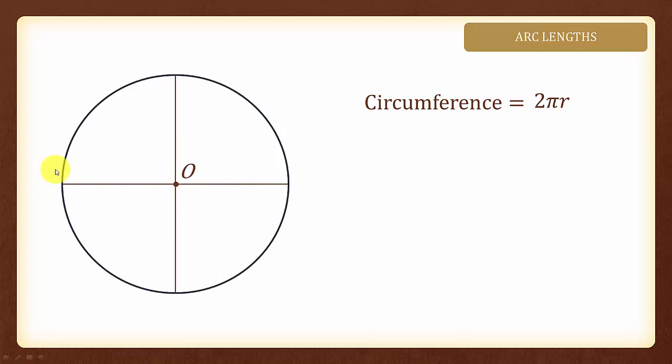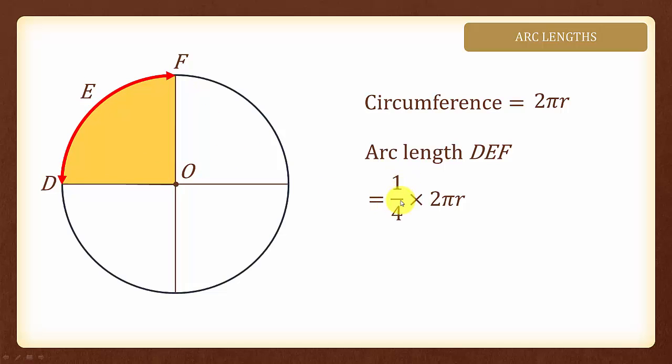Next, we have the circle divided into 4 quadrants. What do you think is the arc length DEF here? Since it is divided into 4 equal parts, therefore the arc length should be a quarter of the circumference, and we will have 1 over 4 times 2 pi r. You'll notice that the angle subtended by the arc here is 90 degrees, and 90 over 360 happens to be 1 over 4.